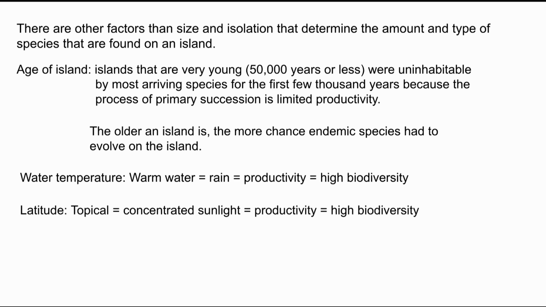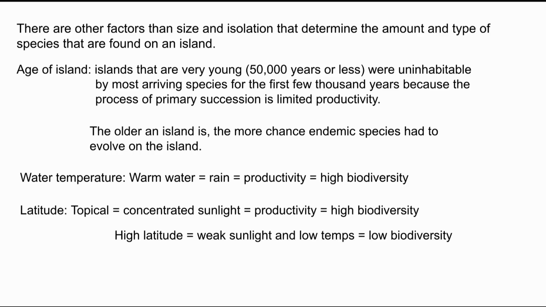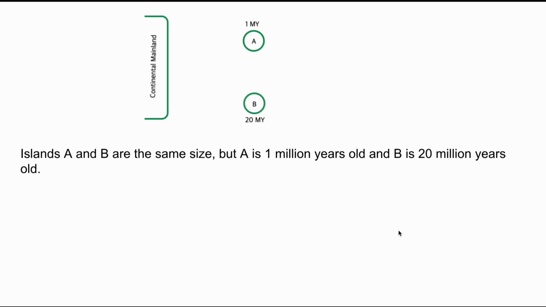Similarly, latitude can play into this. So let's just keep the water temperature the same. At a low latitude close to the equator, I'm going to have concentrated sunlight, which is good for productivity, which allows for higher biodiversity. But if I have that same island, everything else the same, and I move it up to a much higher latitude, then the sunlight becomes weak, the temperatures get lower on land, and I end up with lower biodiversity. All right, let's look at a couple examples and see how we do this.